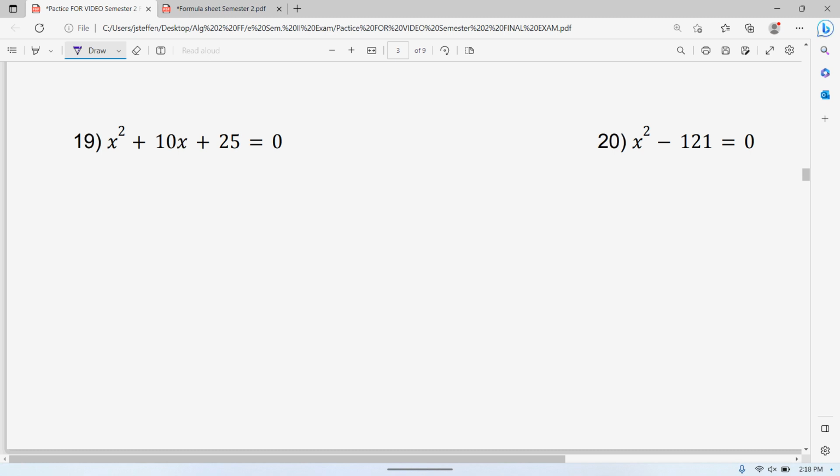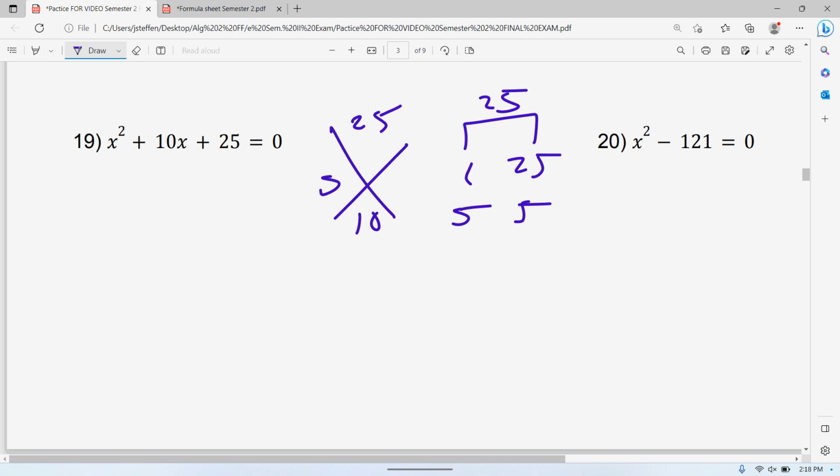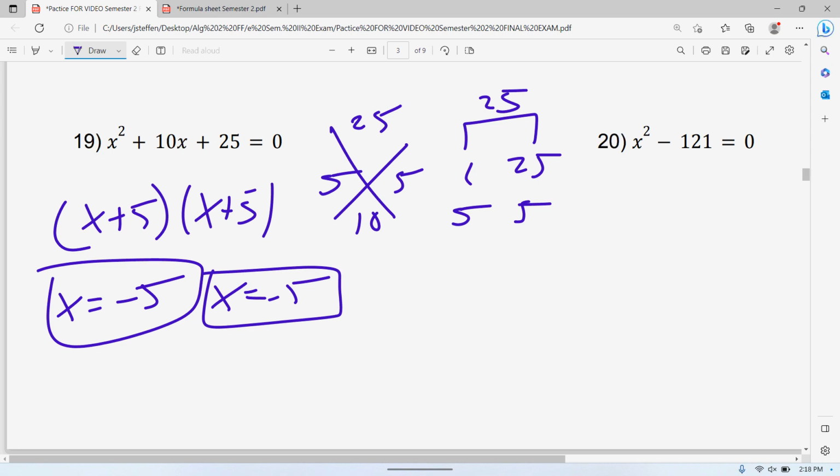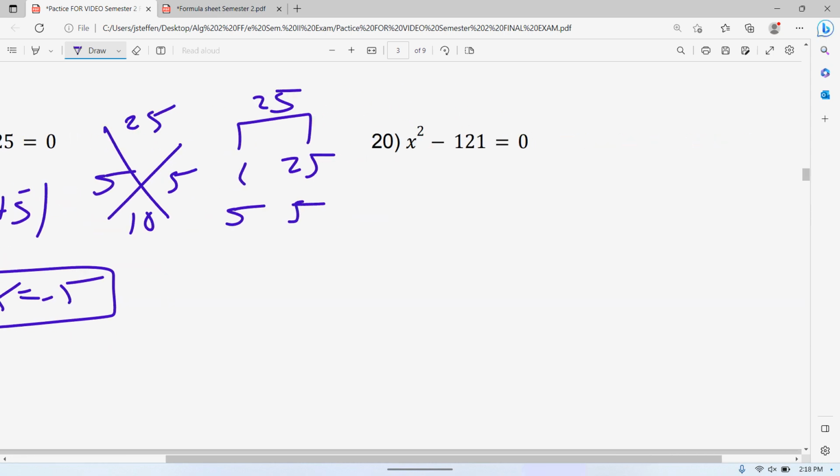Next one, factors of 1 times 25 goes on the top, 10 goes on the bottom. So you guys probably know this, but it's 5 and 5. So x plus 5, x is equal to negative 5, x is equal to negative 5. I should do some of these with the quadratic formula just to show those. I will after I do number 20, because 20 is the last one I'll do on this video.